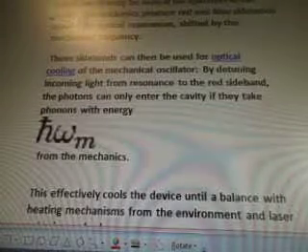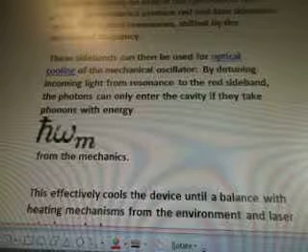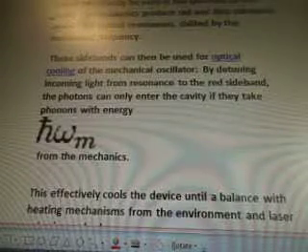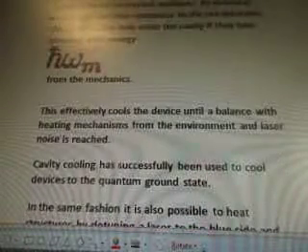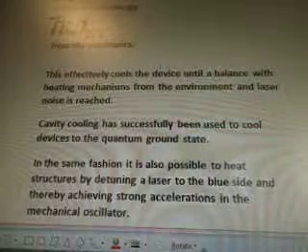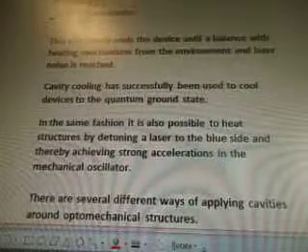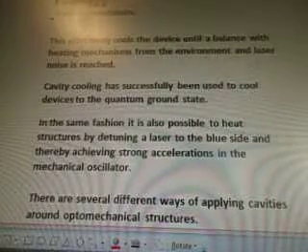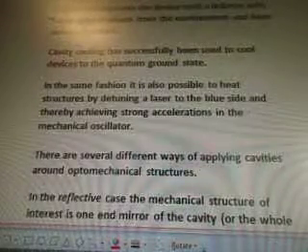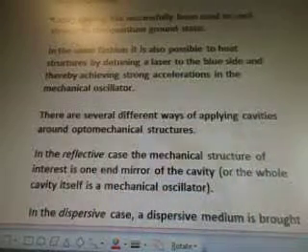By detuning incoming light from resonance to the red sideband, the photons can only enter the cavity if they take phonons with energy, and there's the formula, h omega m, from the mechanics. This effectively cools the device until a balance with heating mechanisms from the environment and laser noise is reached. Cavity cooling has successfully been used to cool devices to the quantum ground state. In the same fashion, it is also possible to heat structures by detuning a laser to the blue side and thereby achieving strong accelerations in the mechanical oscillator.